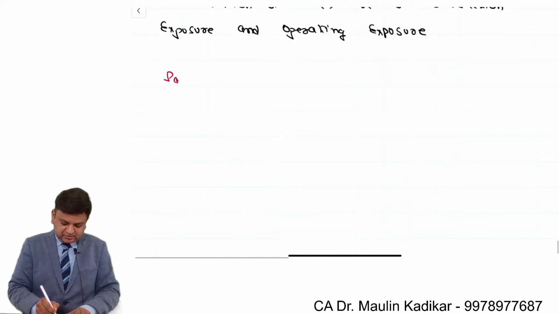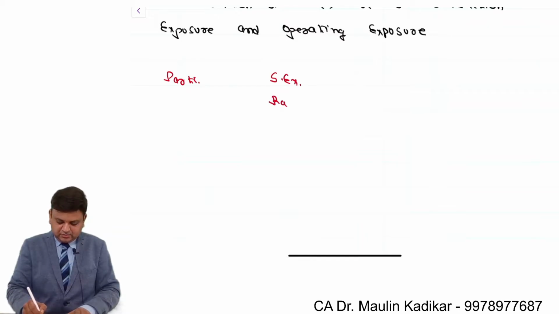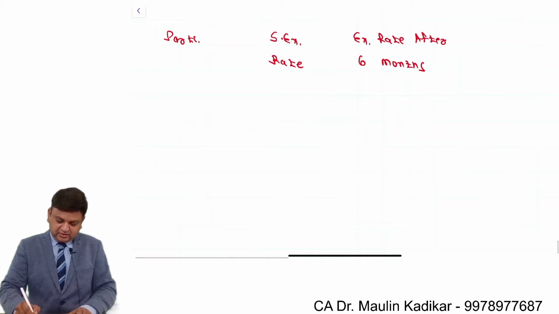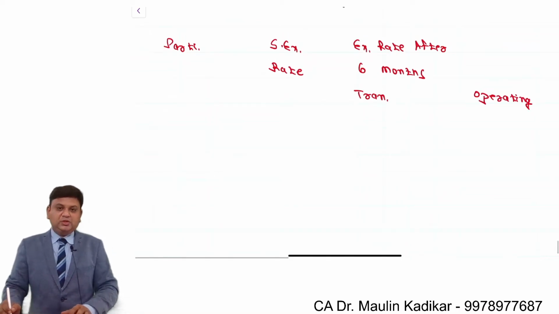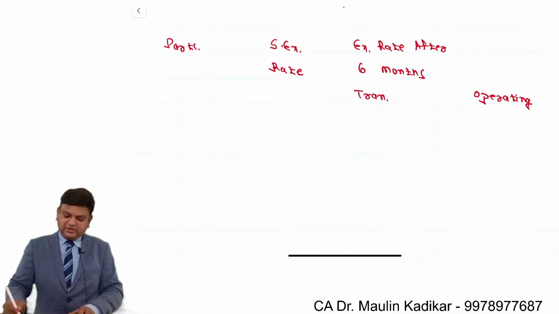So particulars, column number 1, spot exchange rate, then exchange rate after 6 months. In that, transaction and operating. Dear students, over here there will be total 4 columns. First column is very simple, that is the particulars. Second column is the profit or loss calculation using the spot exchange rate.